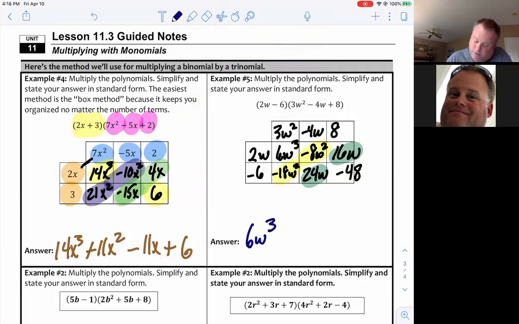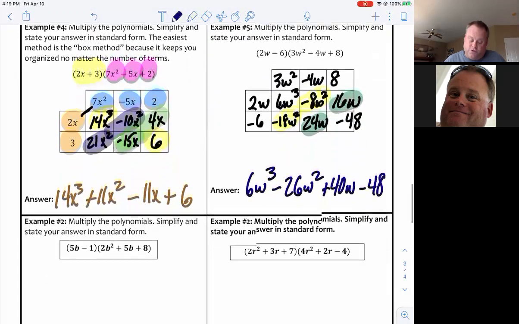6w to the third comes out. Combine like terms with the w squareds. Negative 18w squared minus 8w squared is a negative 26w squared. 24w plus 16w is positive 40w. And then negative 48 comes right out. Okay, two more.